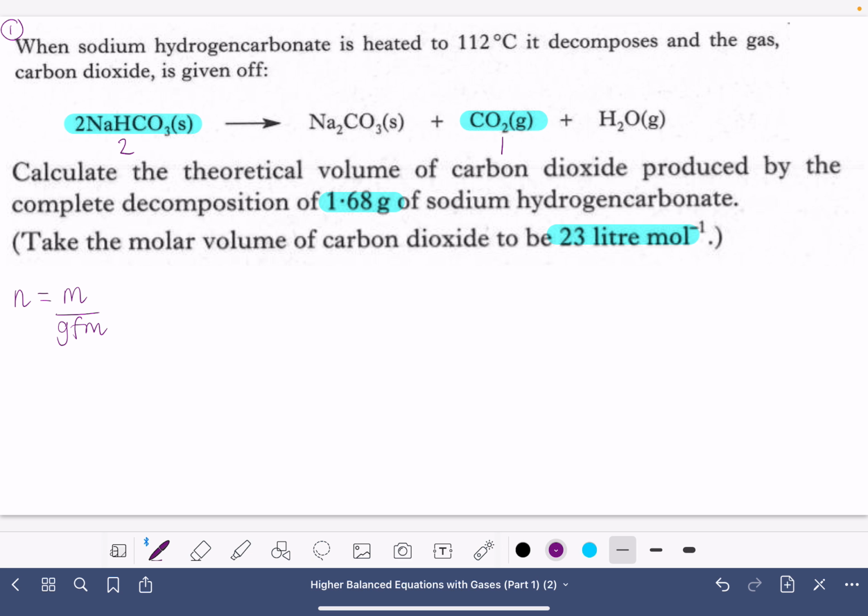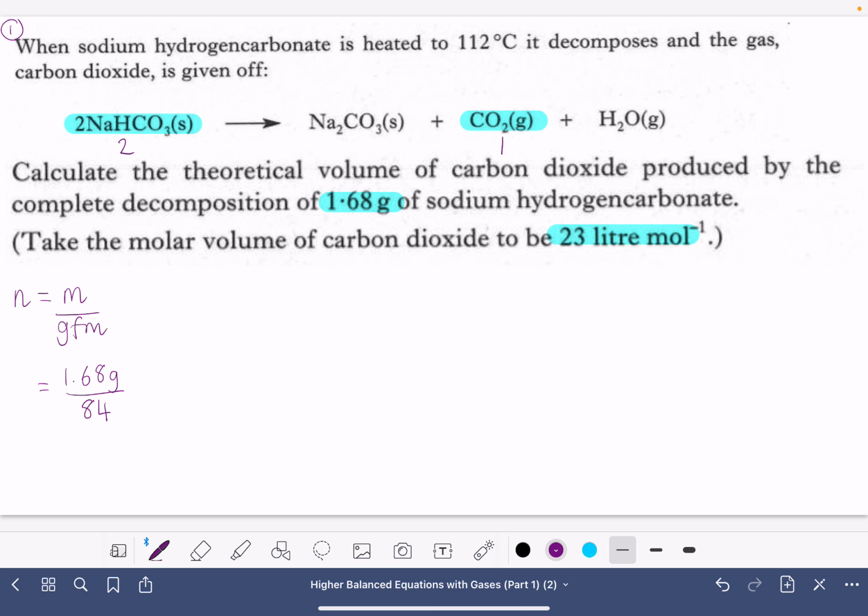Now, in the exam, if you were given a formula like this, you would probably be given what the gram formula mass of it is, but we can calculate it. So for 1 mole of sodium hydrogen carbonate, the mass is actually 84 grams. So the mass would be 1.868 grams divided by the gram formula mass, which is 84. You can work that out just to make sure I'm right.